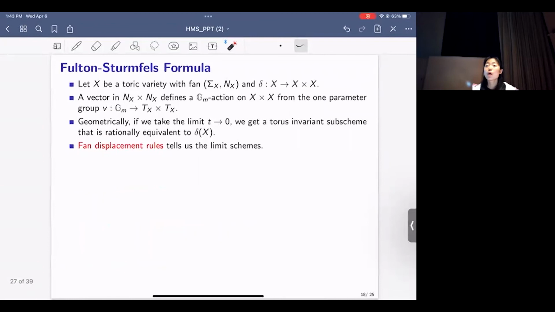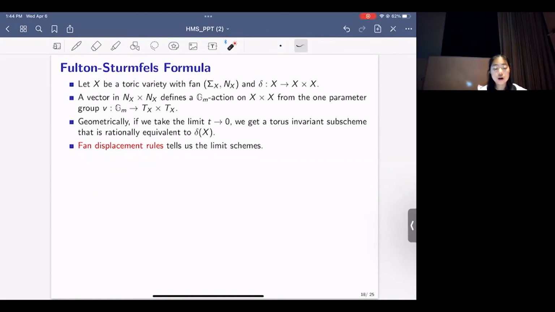So before, I told you for the gluing diagram, we know locally they all look like toric morphisms, maybe with some idealized structure. And a very classical result in the intersection theory of toric varieties is called the Fulton-Sturmfels formula, which tells us how to study the push forward of the fundamental class under proper toric morphisms.